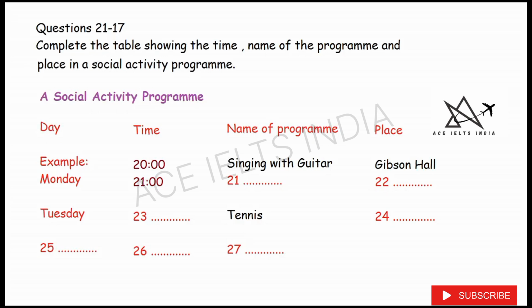In the first part of the conversation, they're talking about a social activity program at college. First, look at questions 21 to 27. Note the examples that have been done for you. Now listen to the first part of the discussion and answer questions 21 to 27.